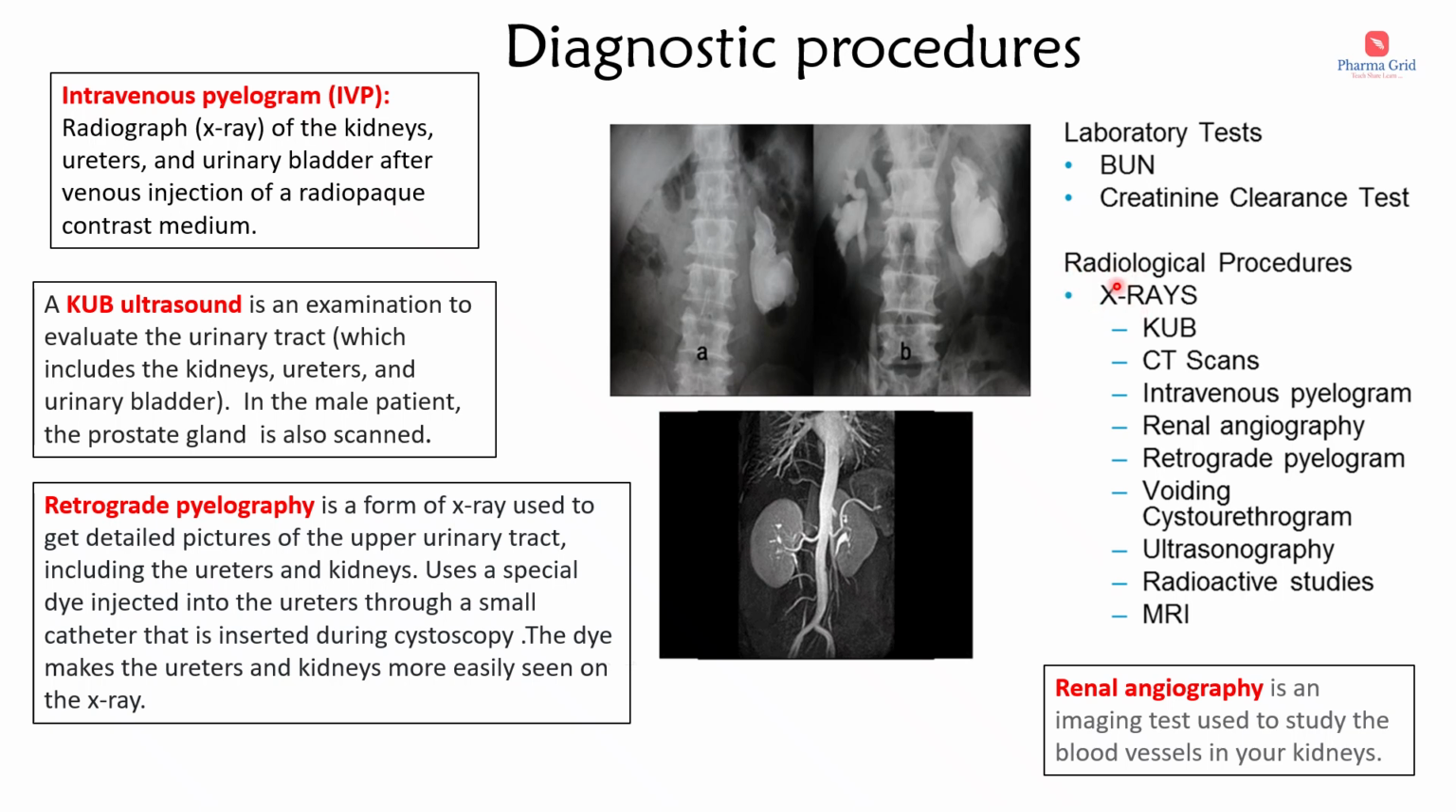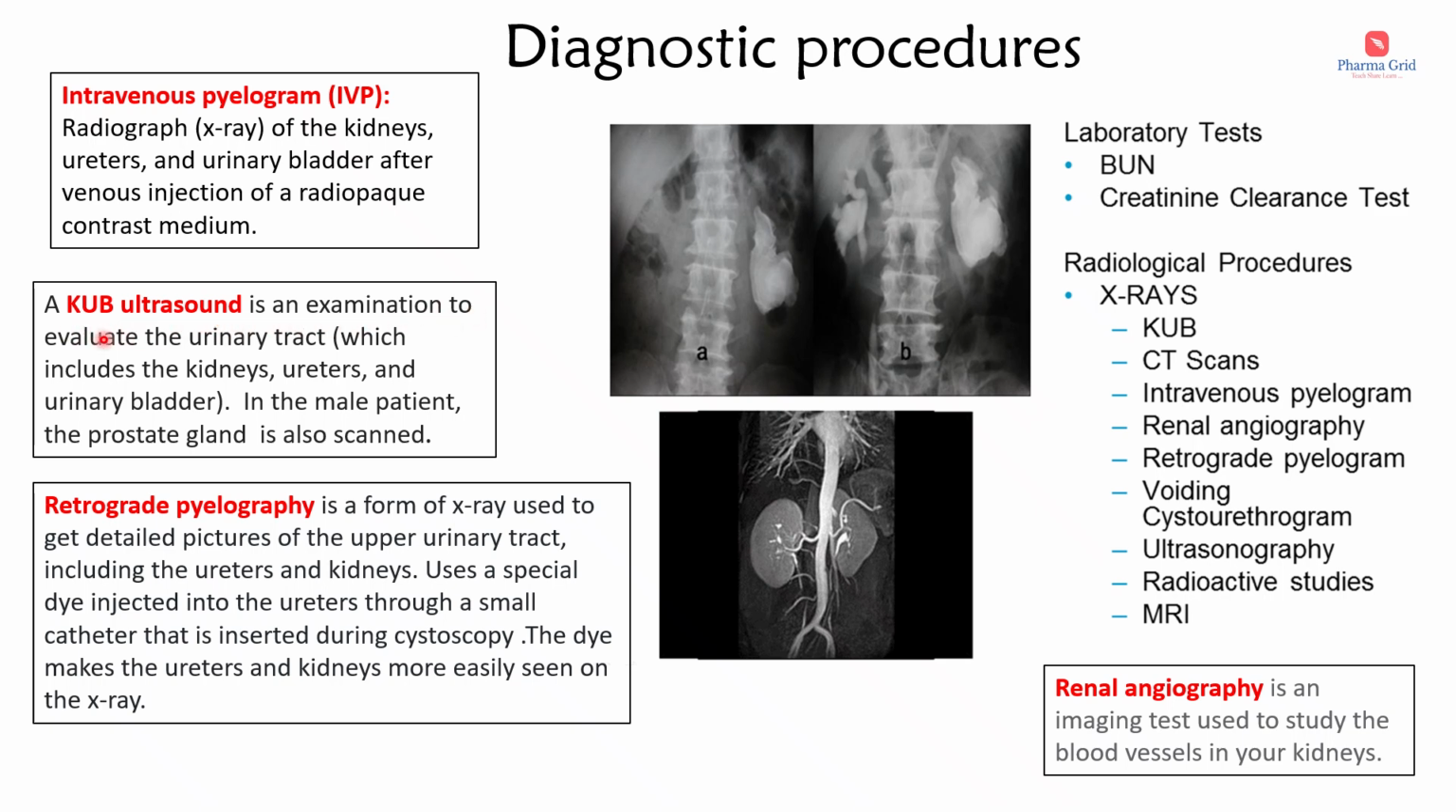Then here you can see some of the radiological procedures such as X-rays, then KUB, CT scans, intravenous pyelogram, renal angiography, retrograde pyelogram, voiding cystourethrogram, ultrasonography, radioactive studies and MRI. So intravenous pyelogram, or it's denoted as IVP, is a radiograph, a kind of X-ray of the kidneys, ureters and urinary bladder after venous injection of a radio-opaque contrast medium. Then a KUB scan, that is kidney, ureter and bladder.